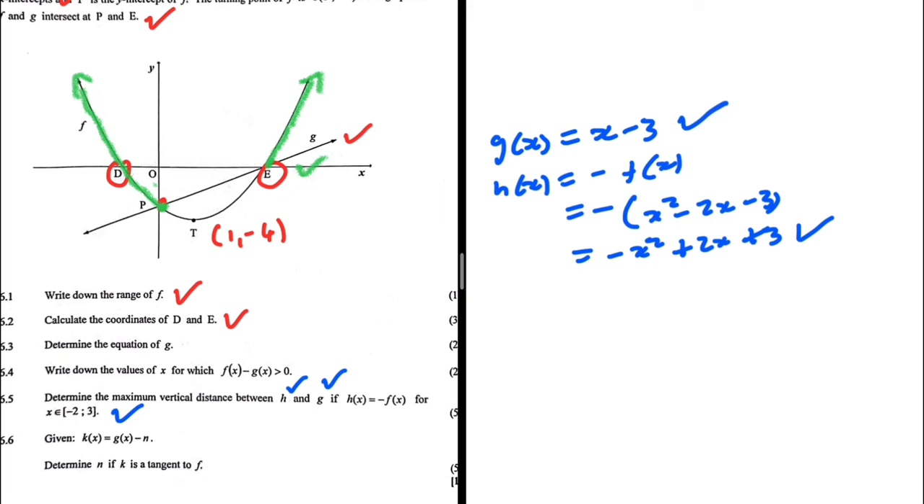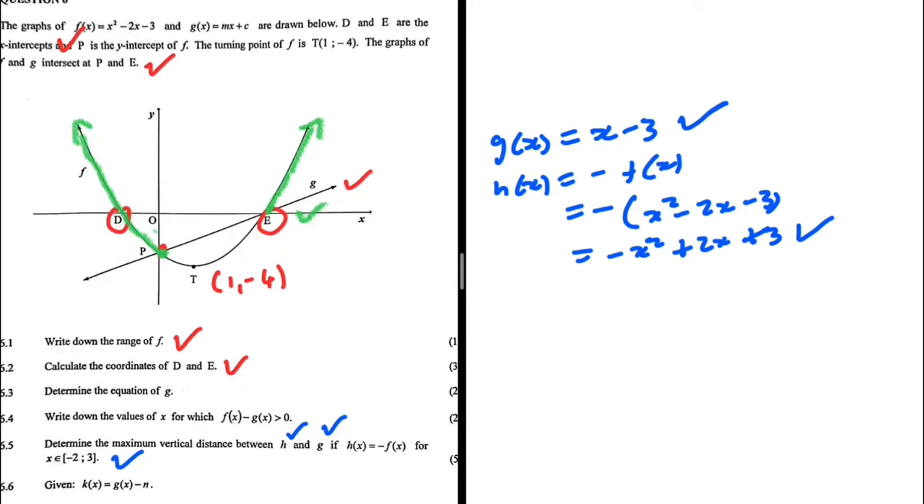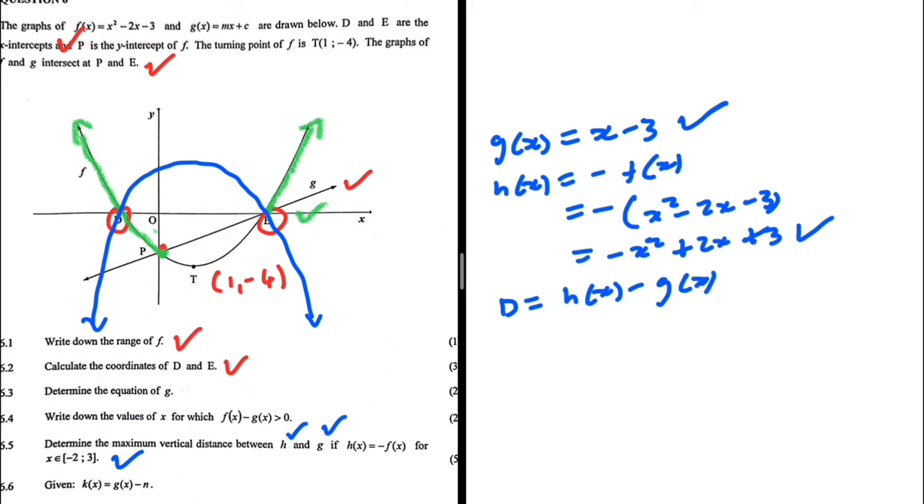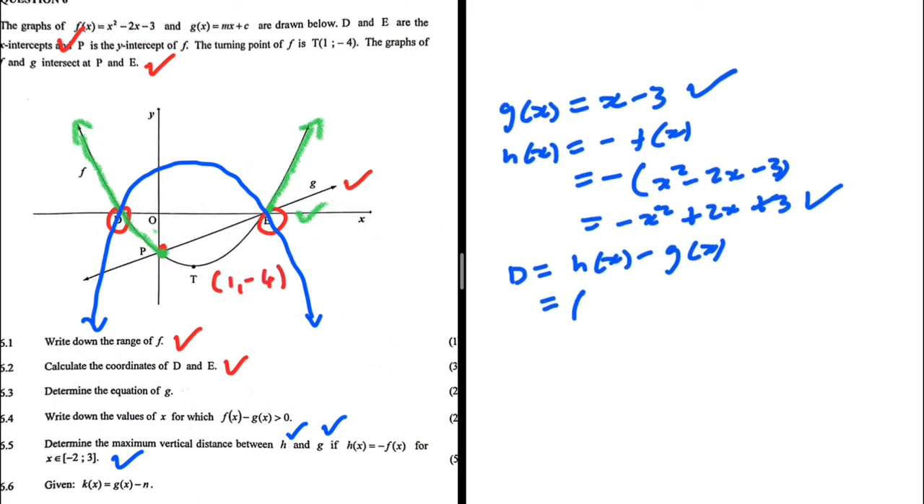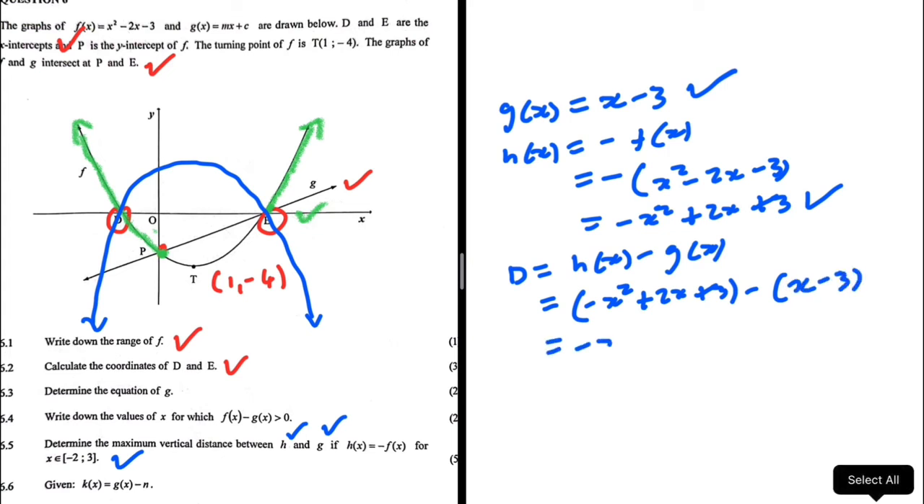We want to determine the maximum vertical distance between these two. H of x is going to look like this. So clearly we have h of x being above g of x. When that is the case, the distance is going to be h of x minus g of x. H of x is minus x squared plus 2x plus 3, and g of x is x minus 3. So we're going to have minus x squared, 2x minus x, that is plus x, and then 3 minus 3, that is going to be plus 6. So we have plus 6.